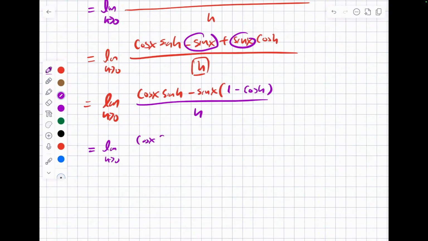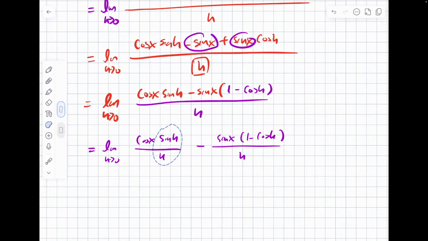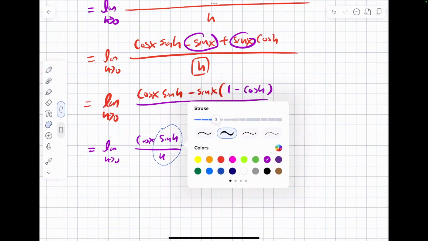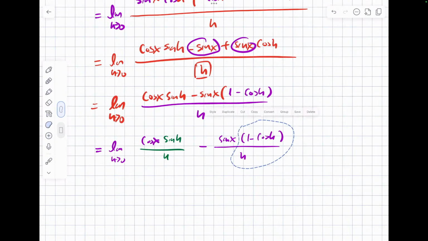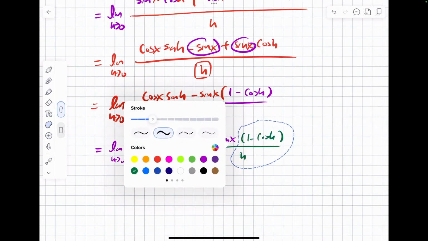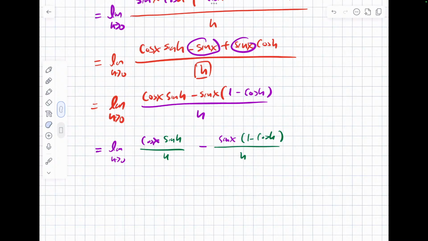So cosine of x sine of h over h, minus sine of x times 1 minus cosine of h over h. So I'm gonna do something here. I'm gonna do this and change it to green. This is purple, right? And I'm gonna do this part and change it to green. Do you realize that? Why do I change it to green? The legal one. Sine x over x.